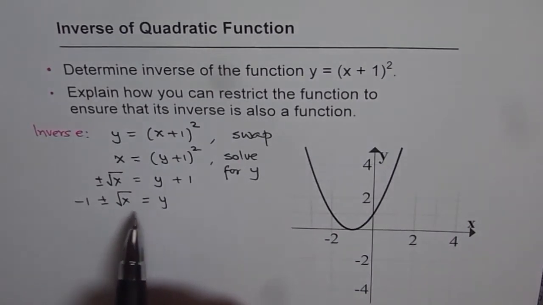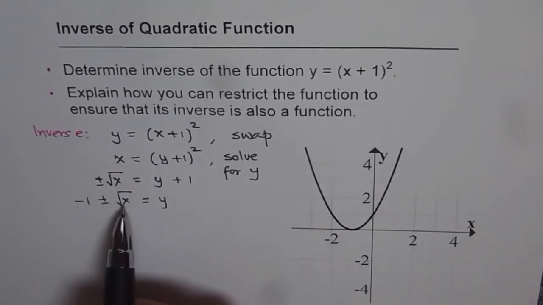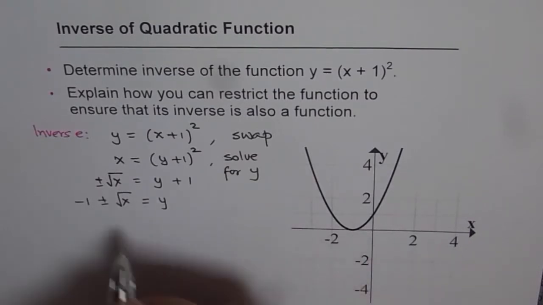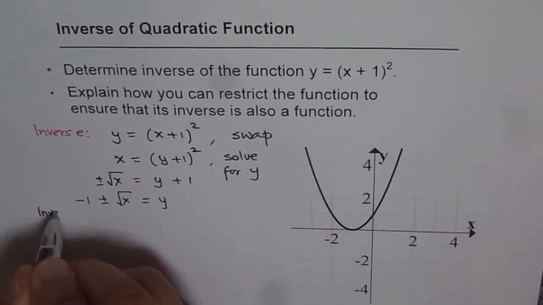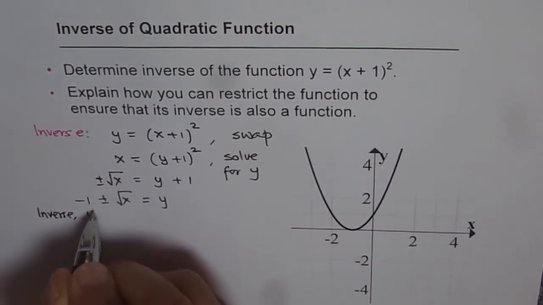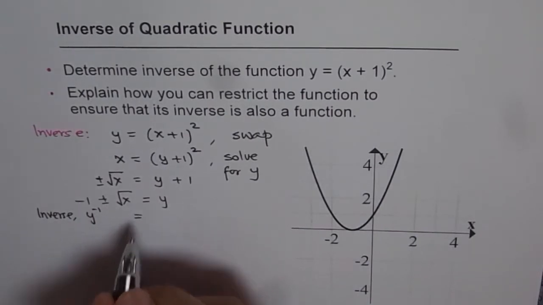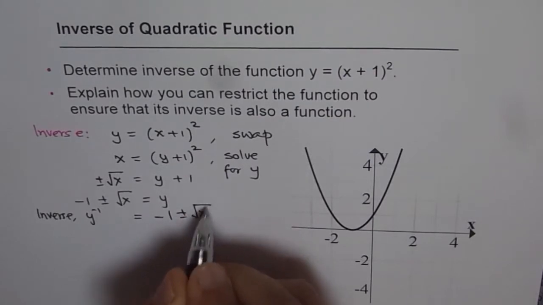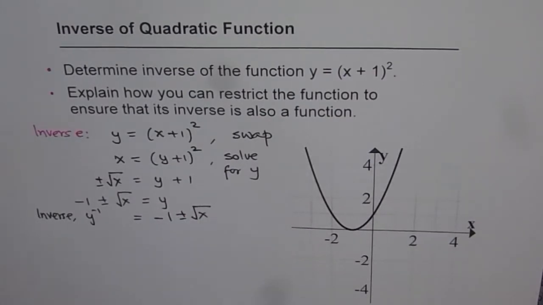Now as you know, there are two values for every x, right? So that means the inverse is not a function. And from here we can write down that the inverse, or we can say y inverse, is actually equal to minus 1 plus and minus square root of x. So that is how we can get the inverse of the function.